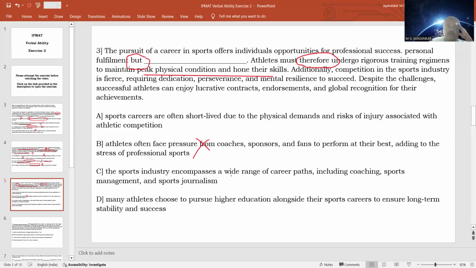And the next sentence again is talking about the career paths. Sports industry encompasses a wide range of career paths, etc., etc. So this is talking about a positive thing. It is not talking about a negative thing. So this will not fit in here.